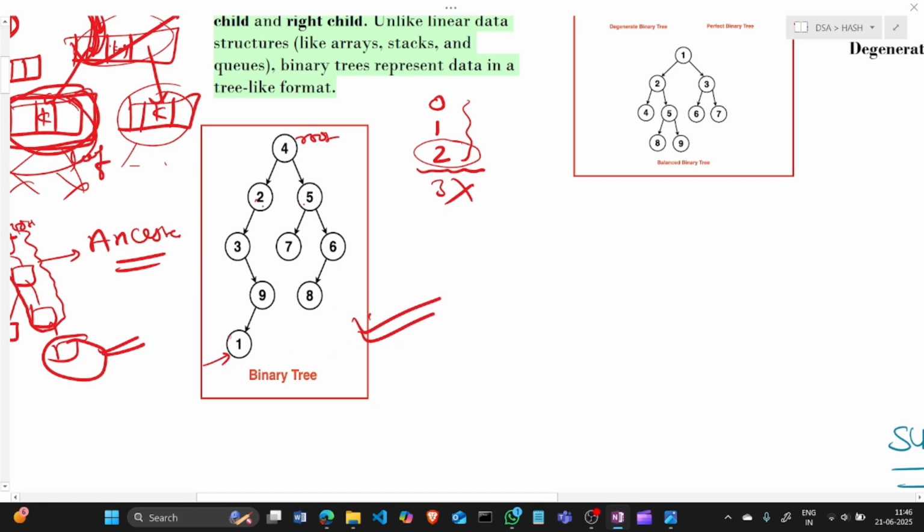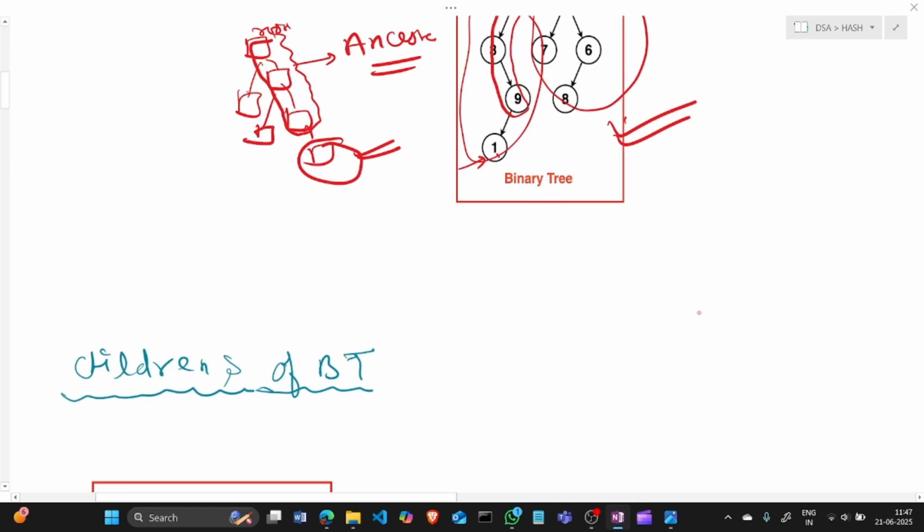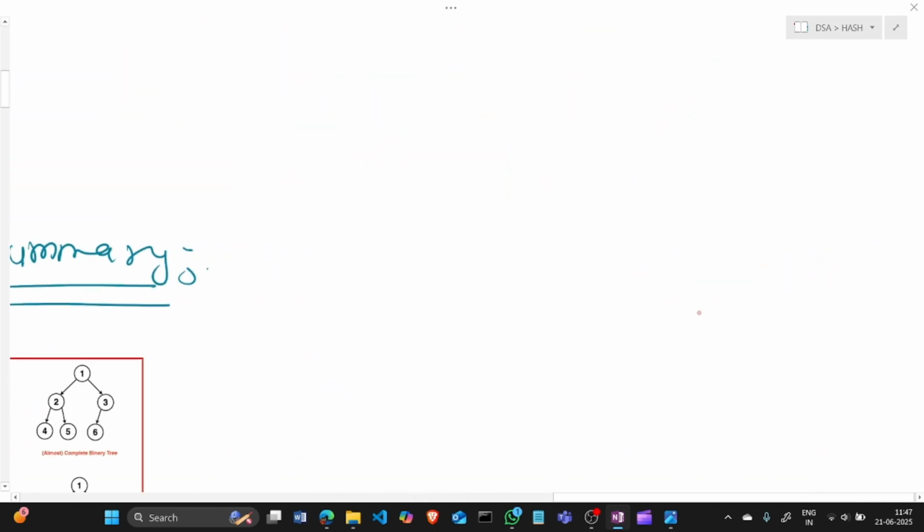This is the leaf node. If I want to know the ancestors of 1, then these are the ancestors of 1. This is the right subtree and this is the left subtree. We will see that later. Okay, so what are the operations?